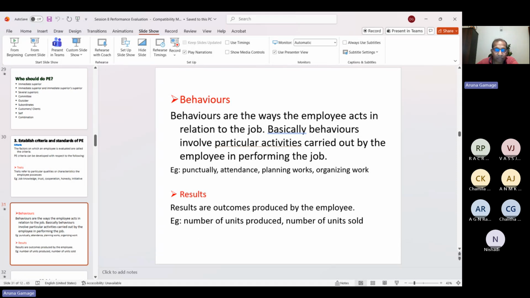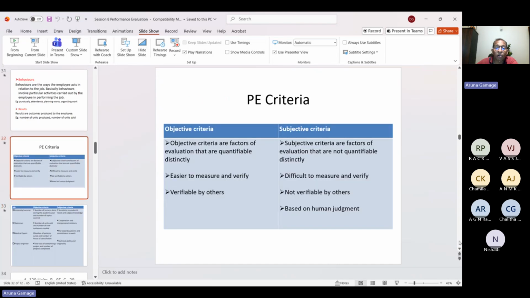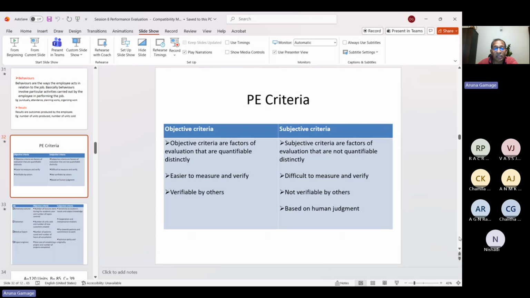Right. So we can establish criteria with regard to traits, behaviors, and results. All these criteria can be divided into three groups: trait criteria, behavior criteria, and results criteria. Those criteria can again be divided into two: objective criteria and subjective criteria. There are two types of criteria. You have to have both. It's subjective and objective. What is objective criteria?